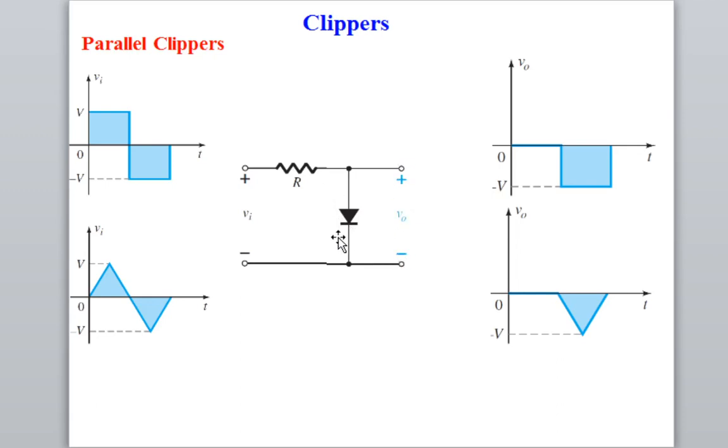When the diode is in the conducting stage, according to the diode first approximation, there will be zero voltage drop. When the diode is conducting, there will be zero voltage drop, which means there is no output waveform. That is just the reverse of the series clipper.